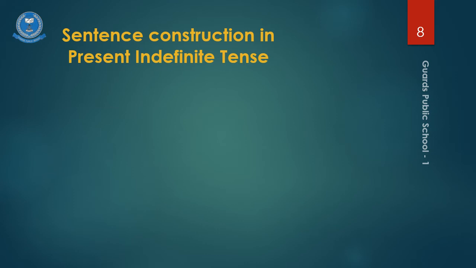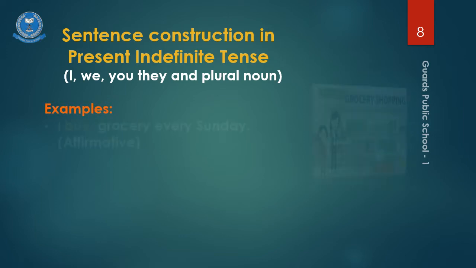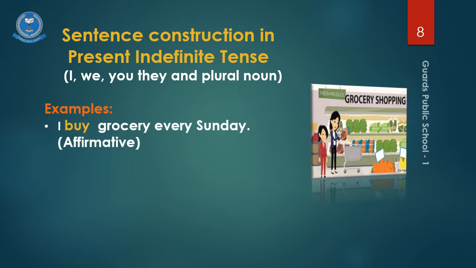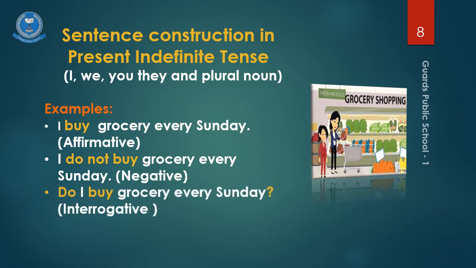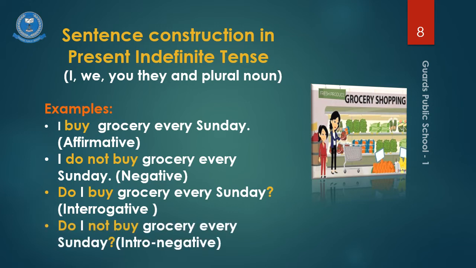Now here we have sentences according to the structure which we have just discussed. Sentence number 1: I buy grocery every Sunday. This is affirmative. In negative, I do not buy grocery every Sunday. Interrogative: do I buy grocery every Sunday? Question mark. And negative interrogative is: do I not buy grocery every Sunday? Question mark.